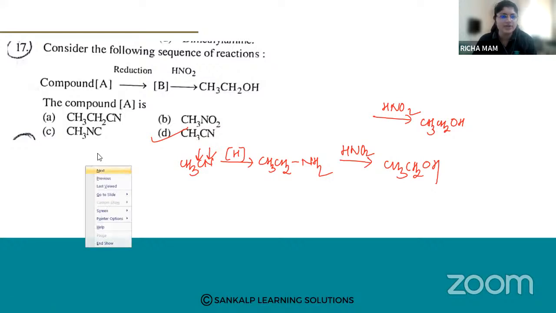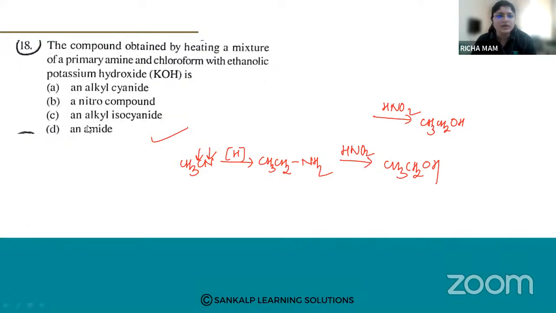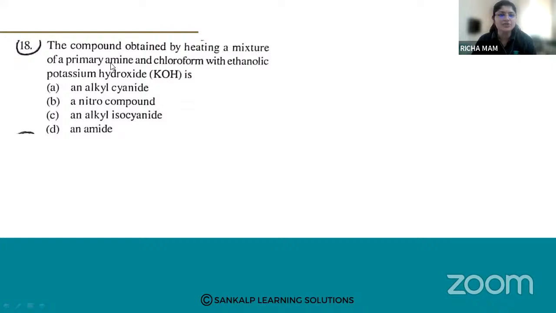Okay. So let us go for the next one. The compound obtained by heating a mixture of a primary amine and chloroform with ethanolic potassium hydroxide is.